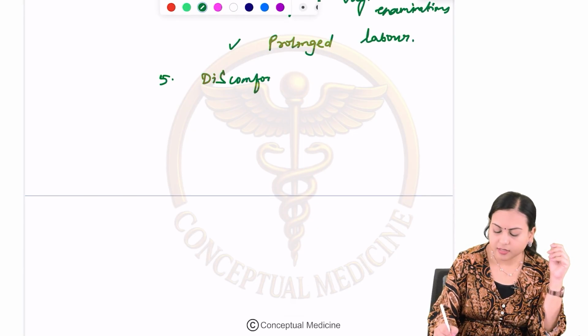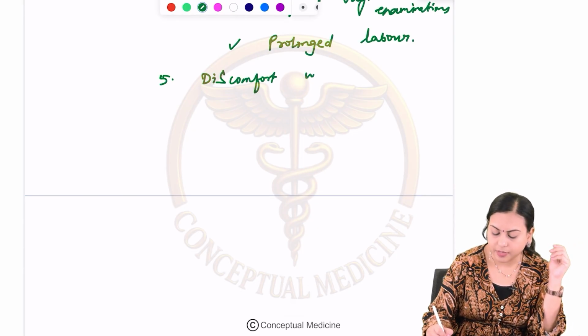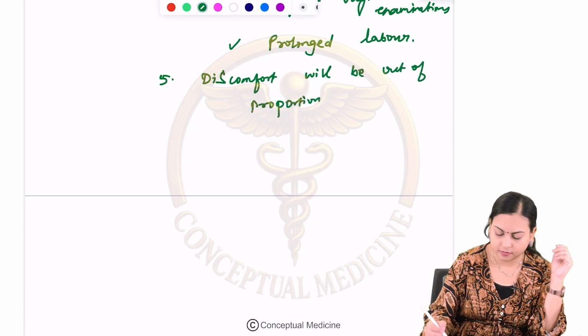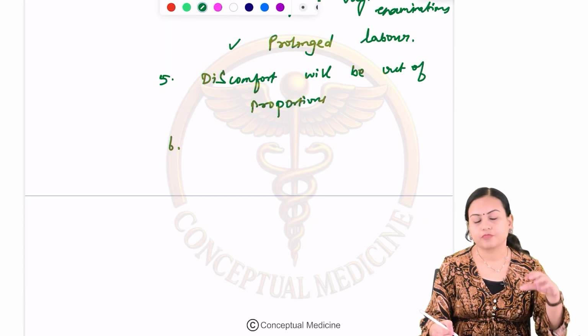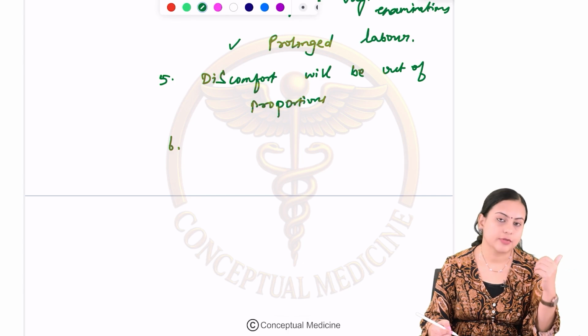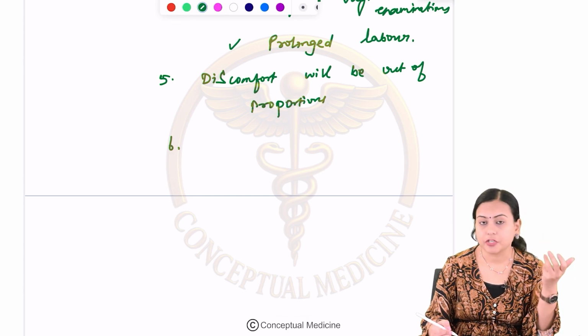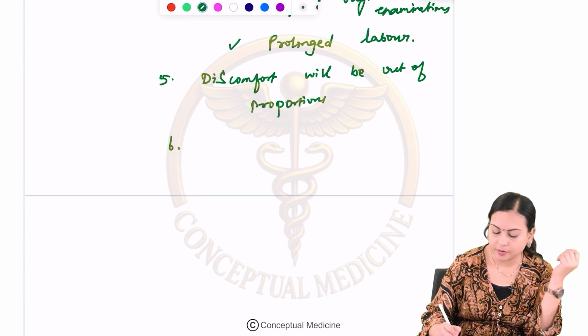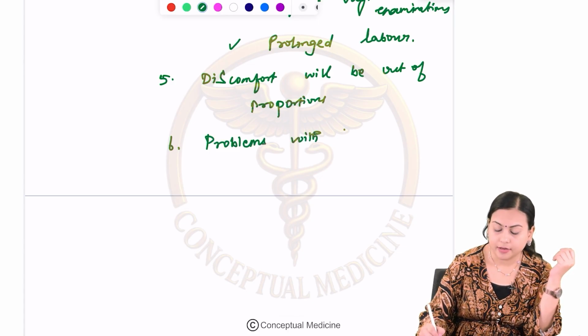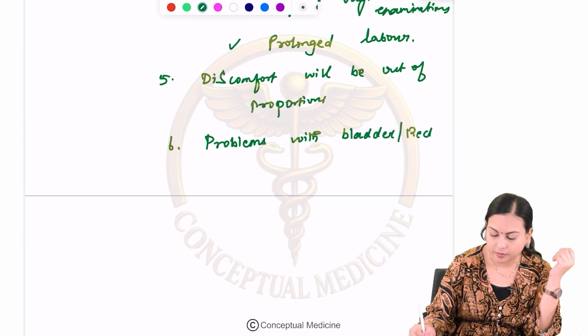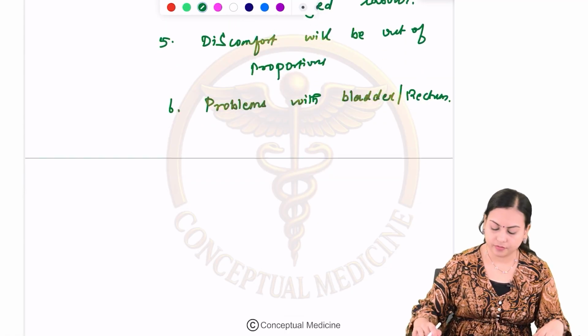If you see, the discomfort in these women will be out of proportion to that of the contractions. Then, because the malpresentation is going to present with a prolonged labor, there will be prolonged compression on the bladder as well as the rectum, that will be presenting as problems with bladder or rectum as well, right?